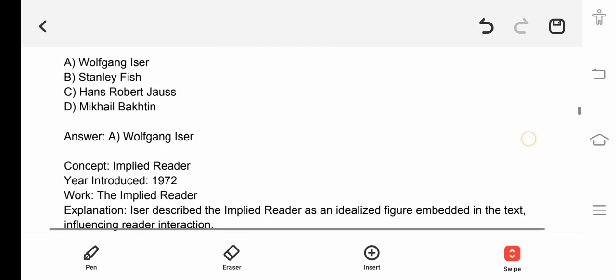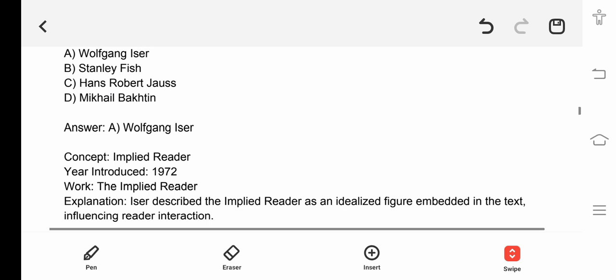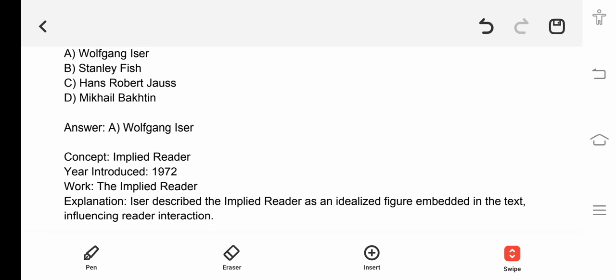This concept was introduced in the year 1972 in the work The Implied Reader itself, and in this the writer described the implied reader as an idealized figure embedded in the text, influencing readers' interaction. I have brought very easy explanations of the concepts, the year and the work in which the concept was introduced by the writers, so that you can easily memorize everything. Now let's move on to the next question, everyone.